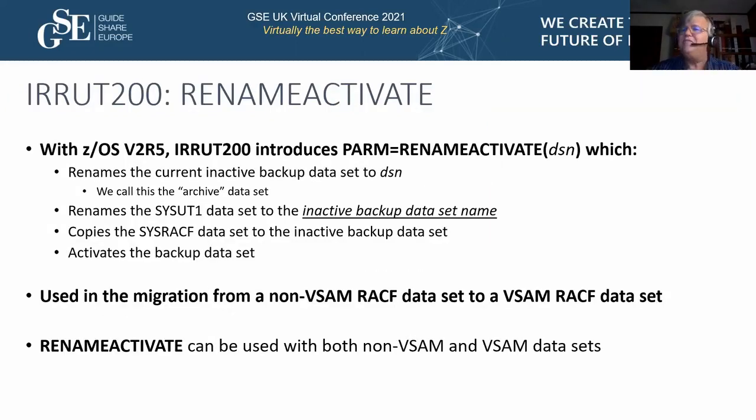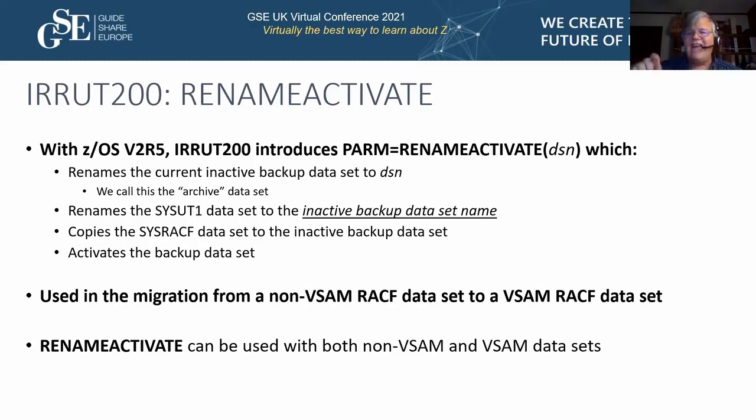Now, let's talk a bit about this rename activate processing. This is a parameter on IRUT200. I hope folks remember that IRUT200 already supports PARM=ACTIVATE. The concept there is you have an active primary and an inactive backup, and you want to copy the primary into the backup and then make the backup active, and do that all under RACF serialization. And I say RACF serialization, that's not SYSDSN serialization. It's RACF serialization that we do specifically to protect the contents of the RACF database. So that's what activate does.